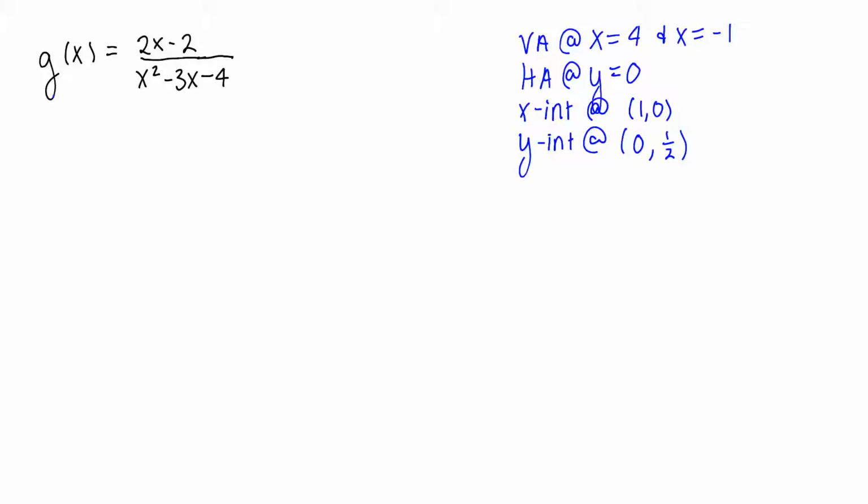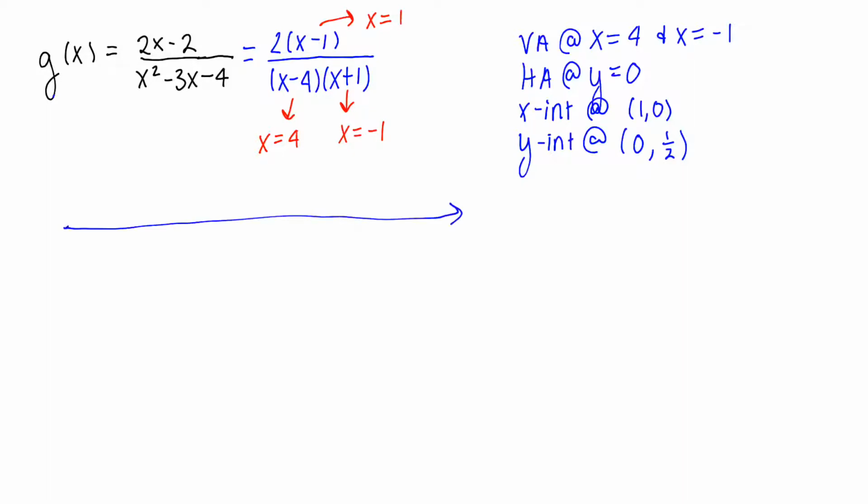So the next step is making a sign chart. And to make a sign chart, you need to factor the numerator and the denominator. So I'm going to go ahead and do that. On the top, actually let's do it in blue. On the top, I can pull out a 2, and then I'll have x minus 1. On the bottom, we've already factored this. It's x minus 4 times x plus 1. And then we find the places where the numerator and denominator would be 0. So here you get x equal to 1, x equal to 4, and x equal to negative 1.